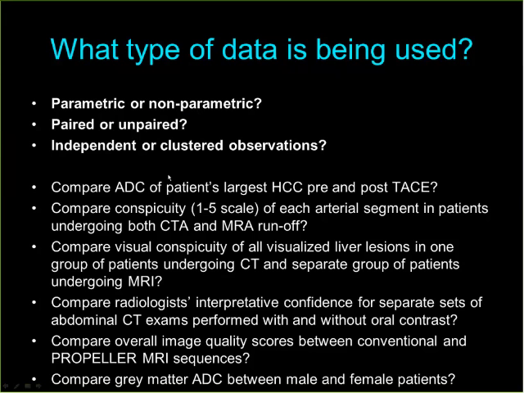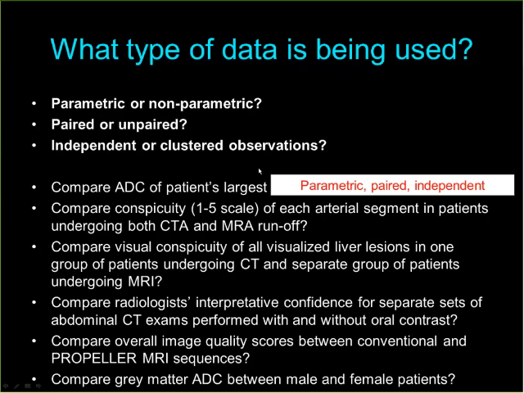And we're doomed to use the wrong test if we're not really comfortable in addressing these issues. So say we're comparing the ADC of the patient's largest HCC pre and post embolization. Here we're just taking one lesion per patient, so it's independent. We're looking at the same lesions before and after treatment, so this is paired data. And it's a quantitative ADC measurement, so it's parametric.